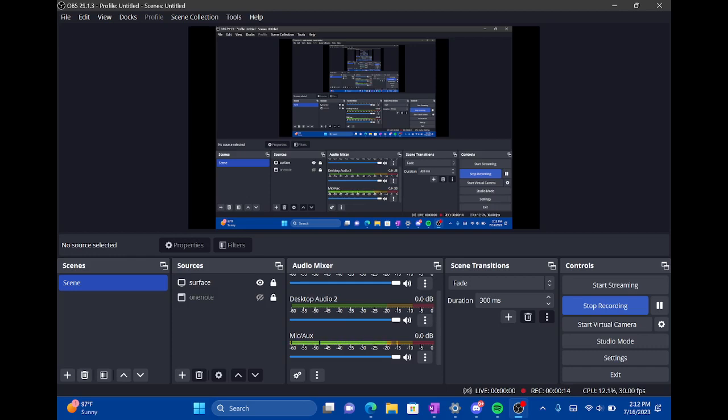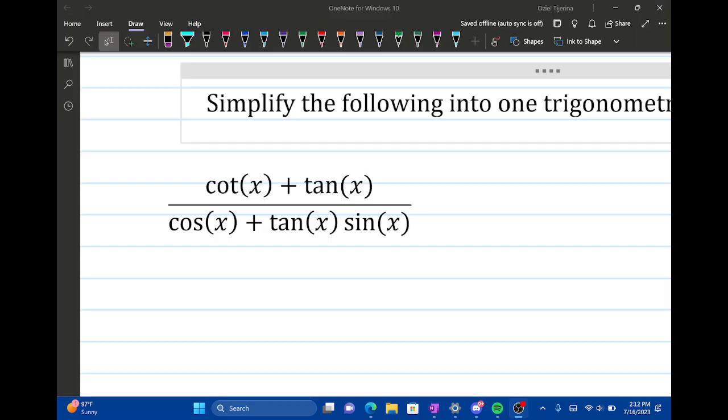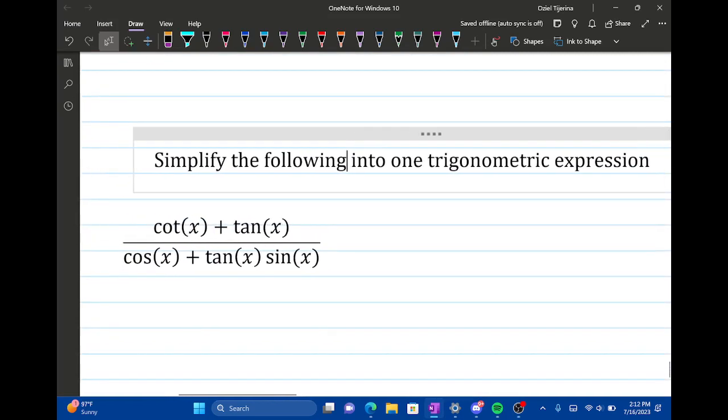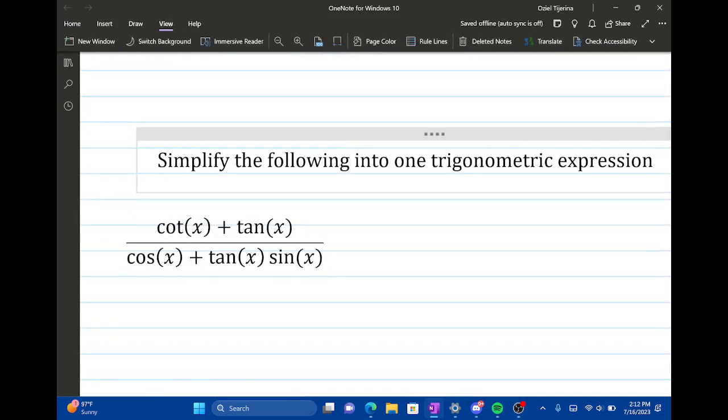But I wanted to make this really quick video on how to do one of the following problems for trigonometry. So this is for those of you that are in trig, or if you're going to take trig this semester, or if you're just looking for how to do problems like these.